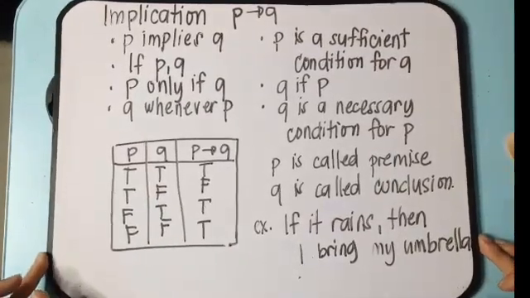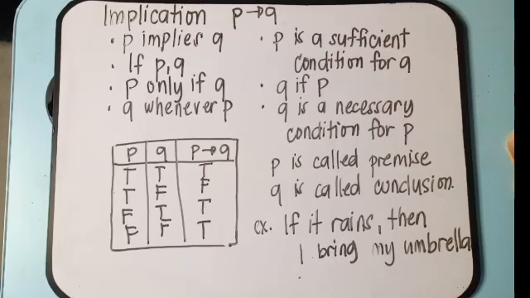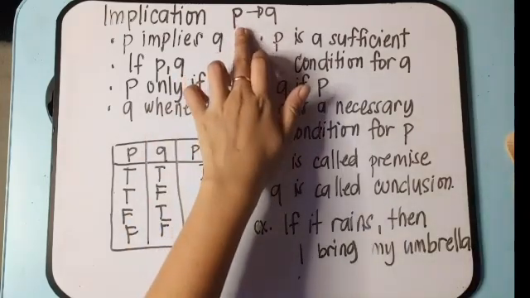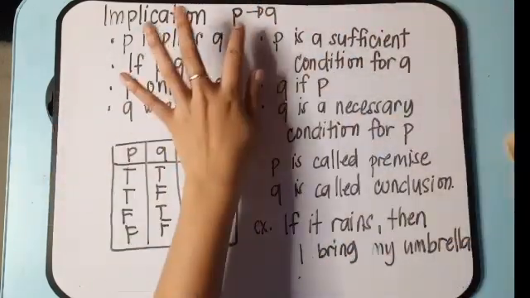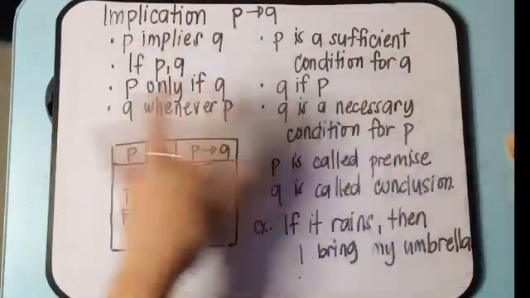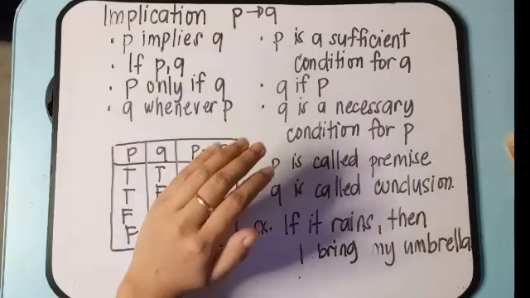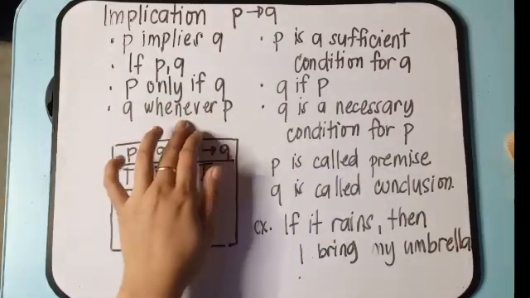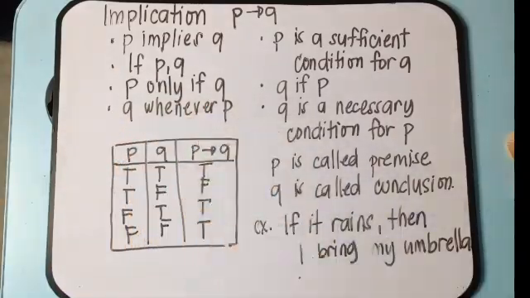Okay, so let's have now the implication, class. For the implication, we can read this as P implies Q, or if P then Q, or P only if Q, or Q whenever P, or P is a sufficient condition for Q, or Q if P, or Q is a necessary condition for P, yon.